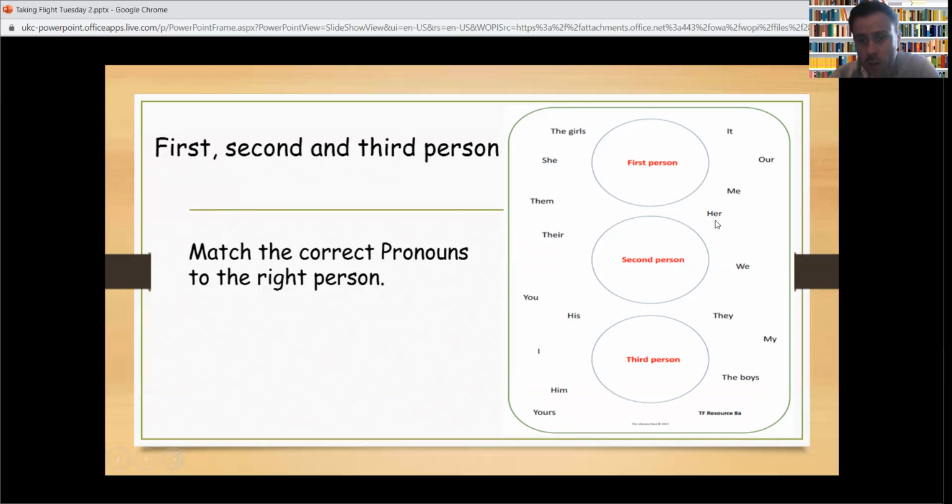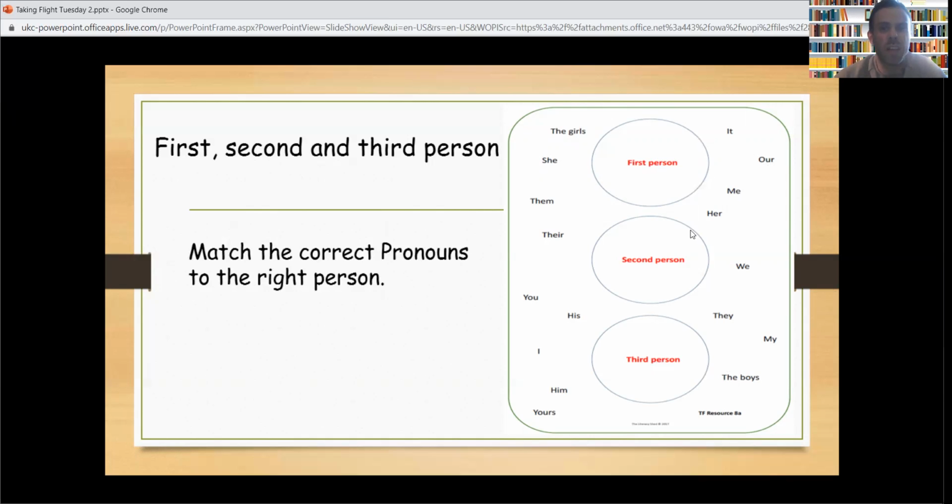So her would be in third person because you're talking about a female character in a story. Her would go in third person. You would go in second person because you'd be talking to the reader. The boys, that would go in third person, because that's obviously some characters from a story. My, that would be when you're talking about yourself or you're in a story, so that'd be in the first person. And then I'll do one more.